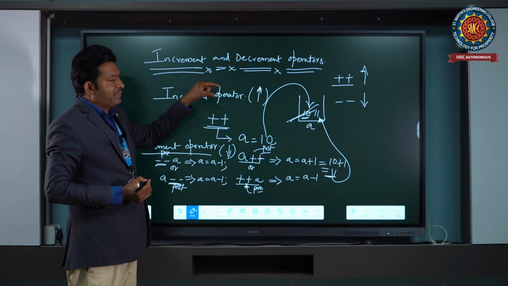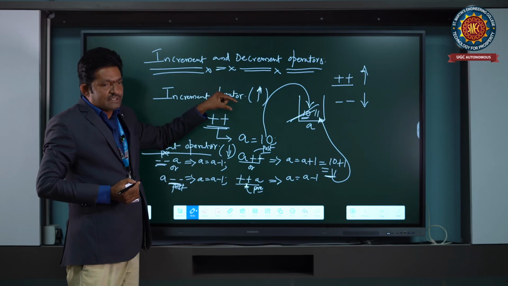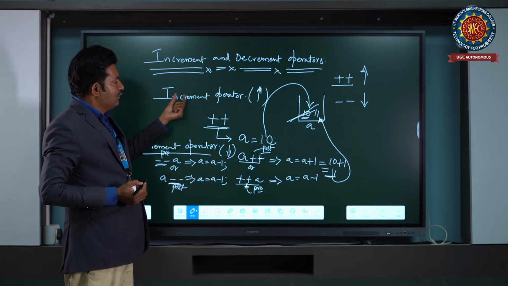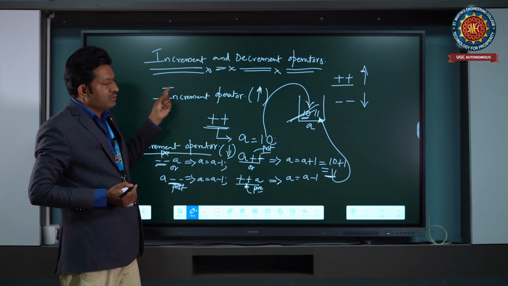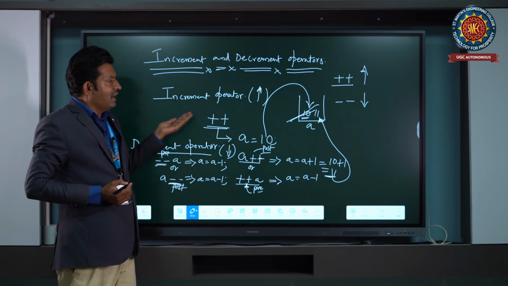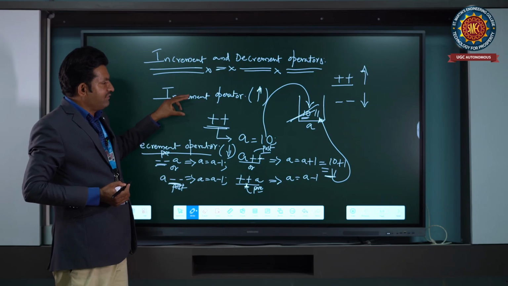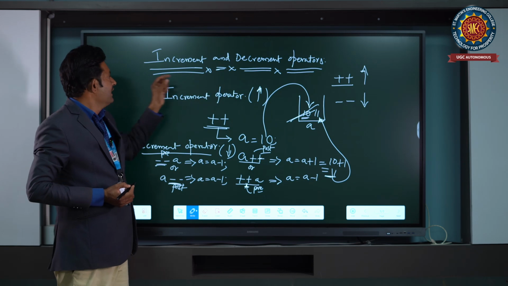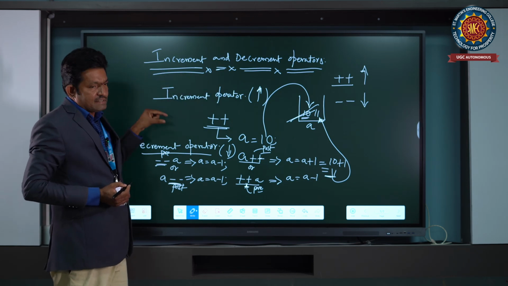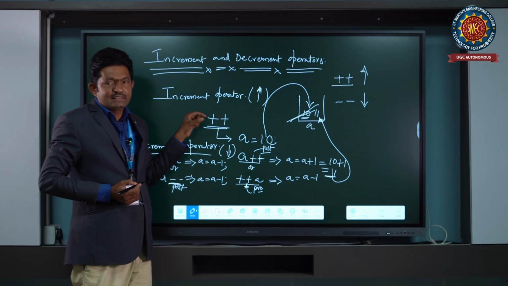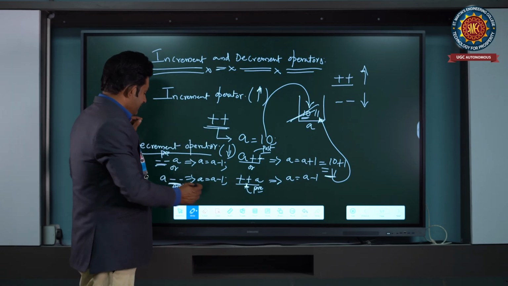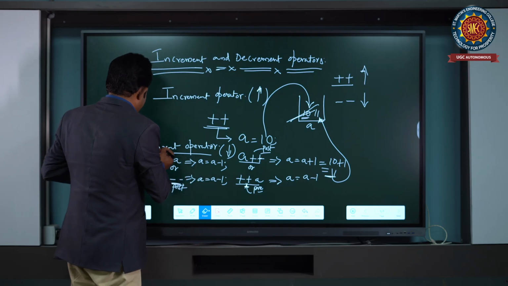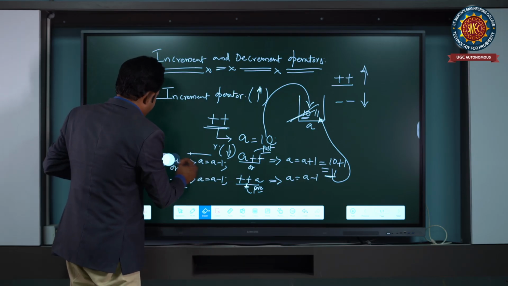Increment and decrement operators are used in looping statements, mainly the for loop. In looping statements, whenever consecutive numbers are required, or addition values, subtraction values, or even or odd values, based on our requirement we use the increment and decrement operators, plus plus and minus minus. So I will demonstrate increment and decrement operators with one program.